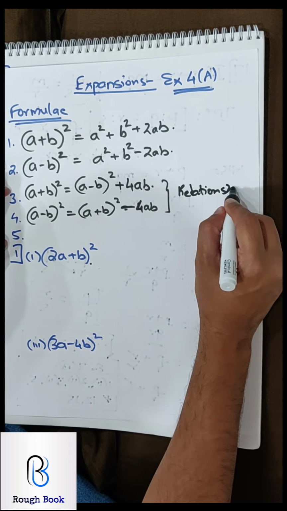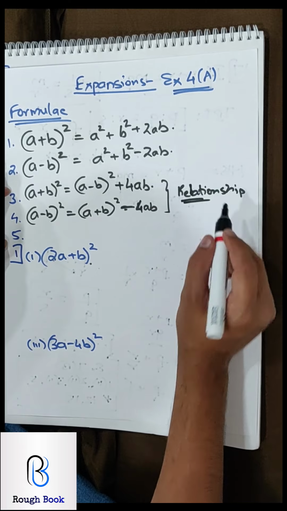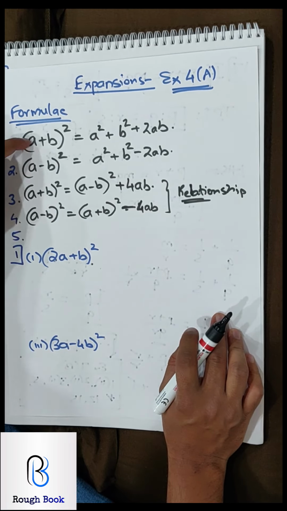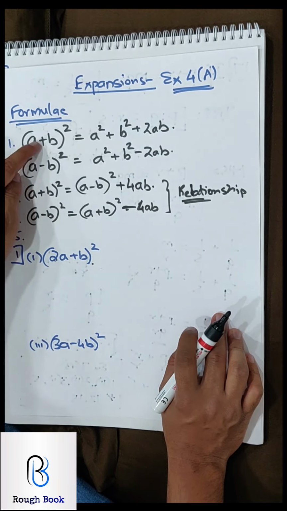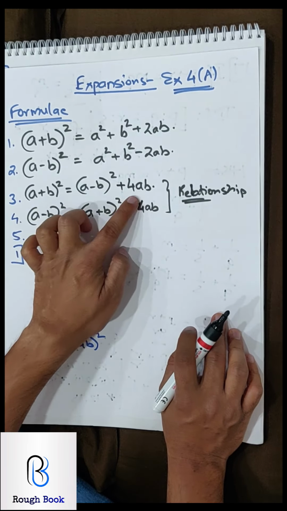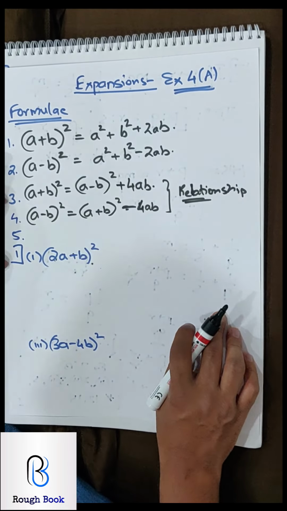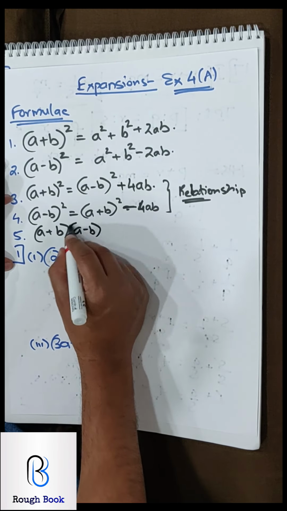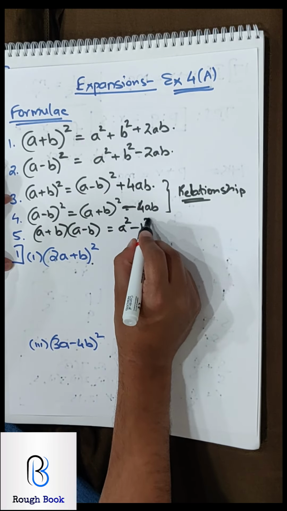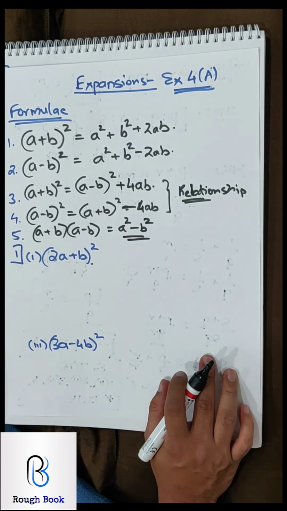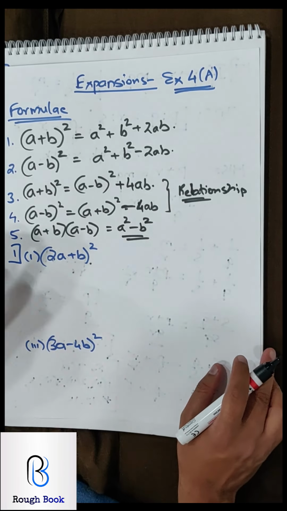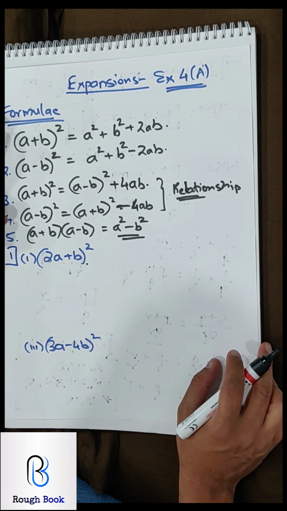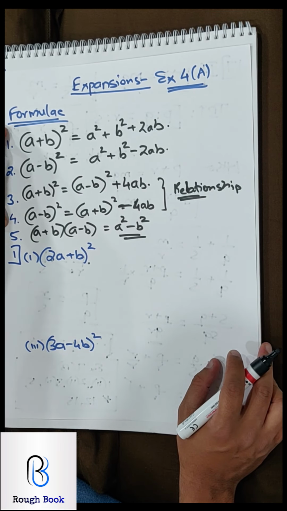Very important throughout this chapter. Whenever I say relationship formula, these two formulae you need to remember, wherein we are relating the two with each other. So a plus b, a minus b, plus 4ab, minus 4ab. And the last formula, a plus b, a minus b, a square minus b square. I hope these basic 5 formulae we remember. Then there are more formulae in the chapter which we will add when we do that exercise. But for the first exercise, we are going to mainly use the first 4 formulae.